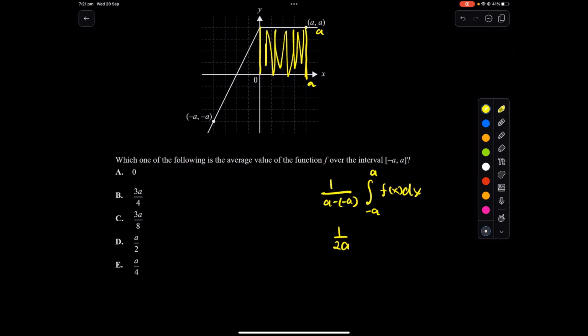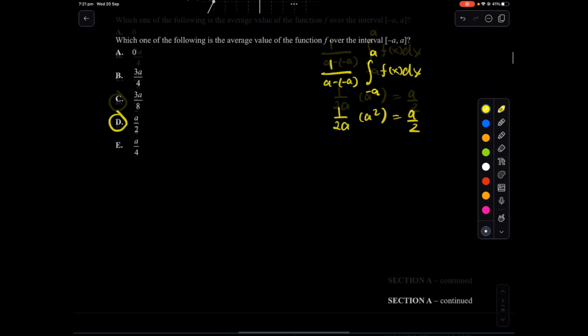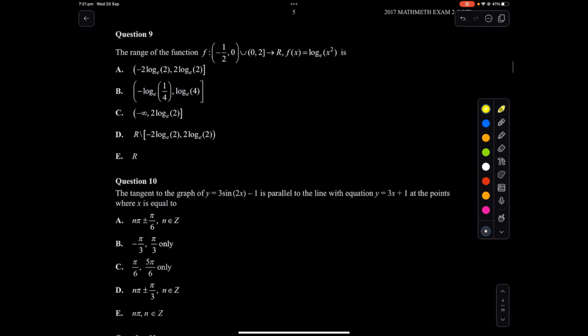So a times a is a squared. So that'll be a on 2. That should be your average value. Done. The range of the function f of x is what? So we have a restricted domain, and we just need to find the range. Easy. Let's just use our calculator.